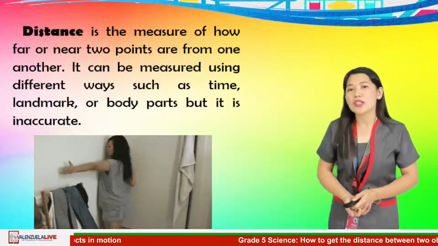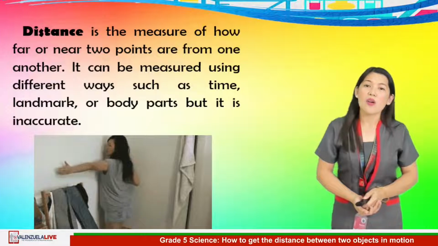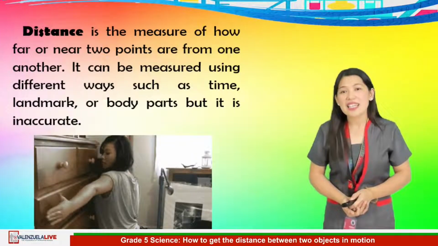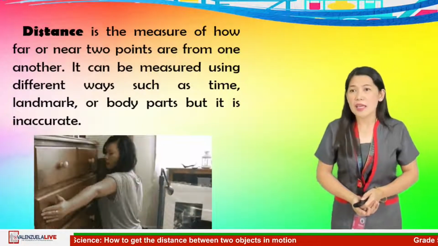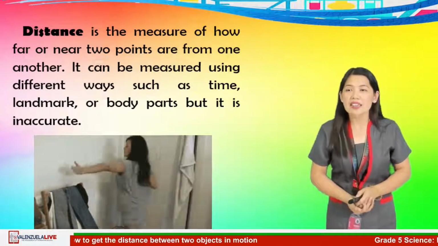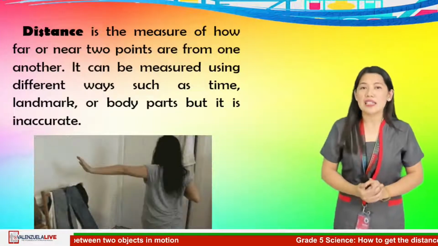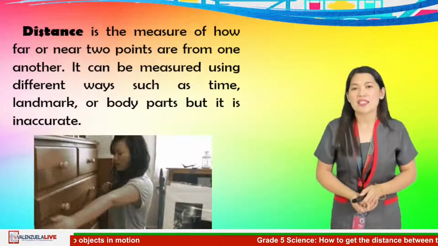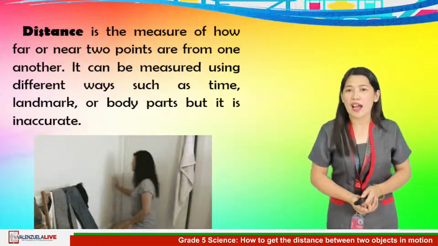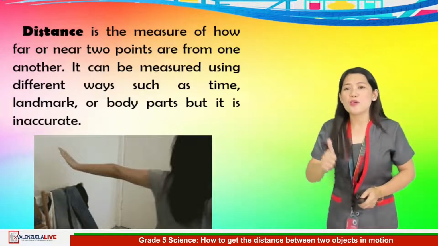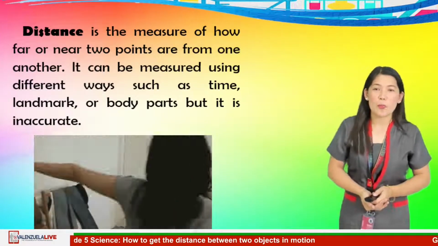It can be measured using different ways such as time, landmark, or body parts, but it is inaccurate. Inaccurate means it is not accurate. It is not the exact measurement or it is not the exact distance. So, what will you do to get the exact measurement or to get the accurate distance? You're right, using the measuring tools.